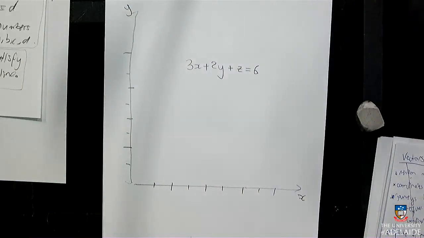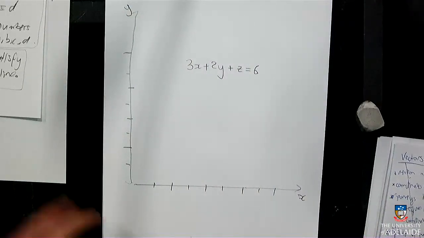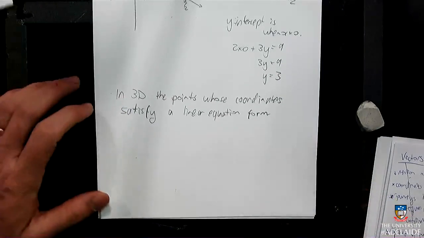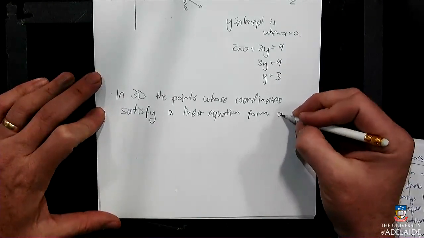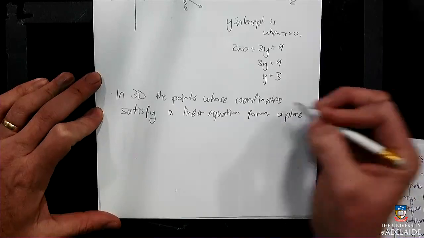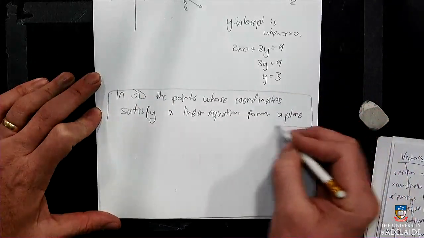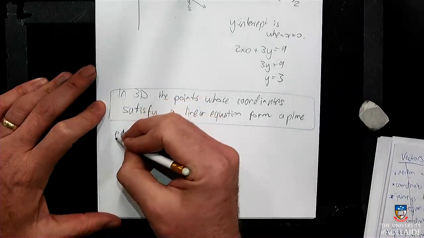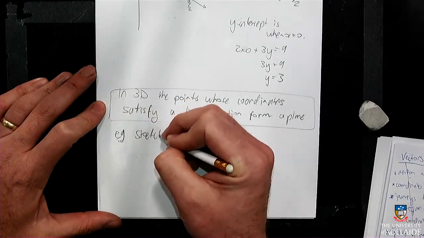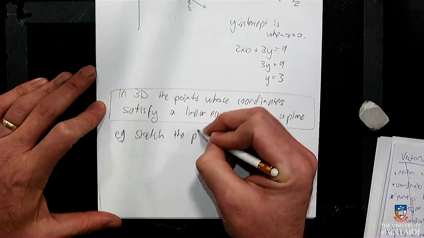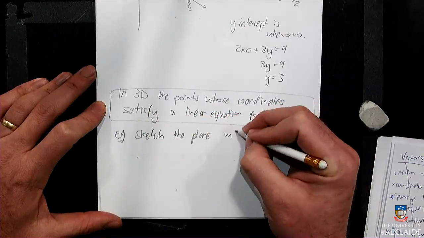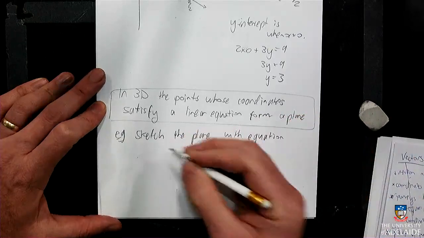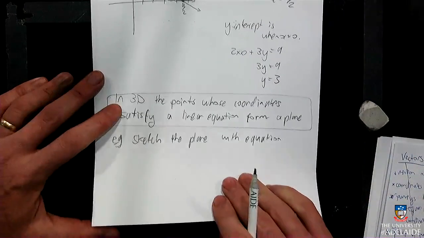Okay, so I'm just going to write that on the piece of paper so that it's easier to talk about. So, form a plane. Okay, so e.g. Sketch the plane with equation, what was it? 3x plus 2y plus z equals 6.